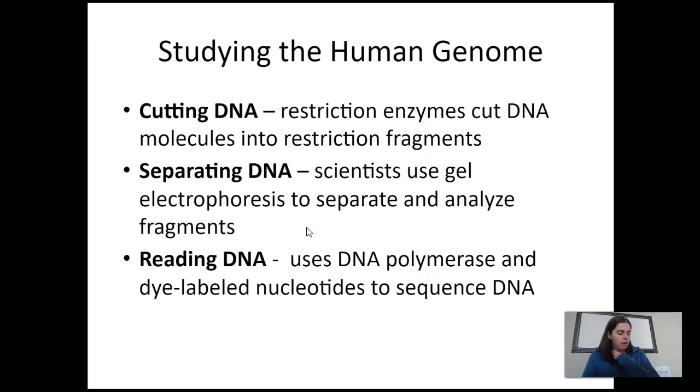All right, so now we're going to look at studying the human genome, and there are 3 steps to this. The first is cutting DNA. When we do that, you take your long strand of DNA, and it has to be cut into smaller segments to actually study it. We use restriction enzymes to cut the DNA molecule into restriction fragments. Once we've done that, we can use gel electrophoresis to separate out and analyze those little fragments, and that's the separating DNA step.